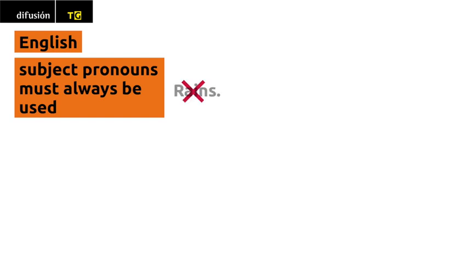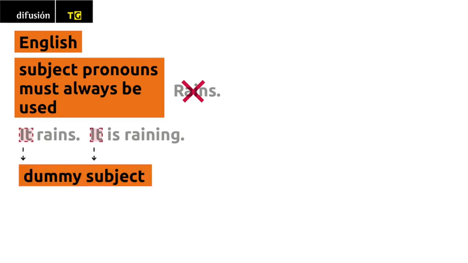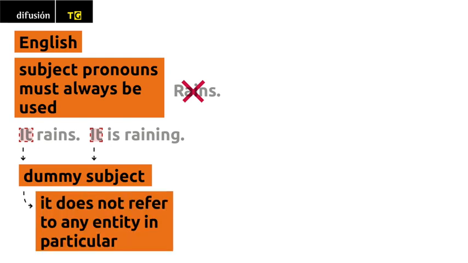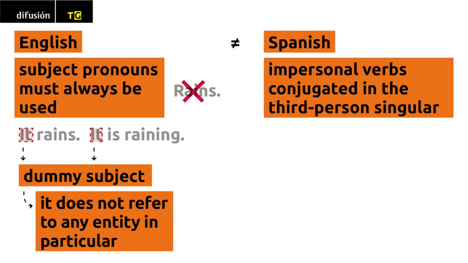You can never say rains by itself. You must say it rains or it is raining. That it is often called a dummy subject. That is, it only serves as a kind of placeholder, but does not refer to any entity in particular. In Spanish, however, these impersonal verbs conjugated in the third person singular never appear with a word that corresponds to that it in English. Llueve.